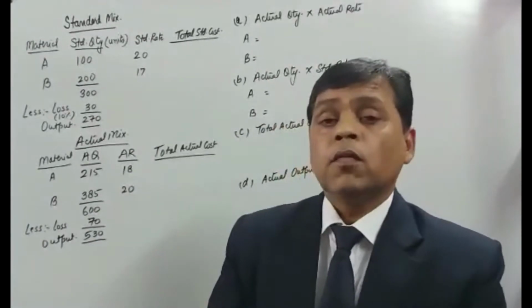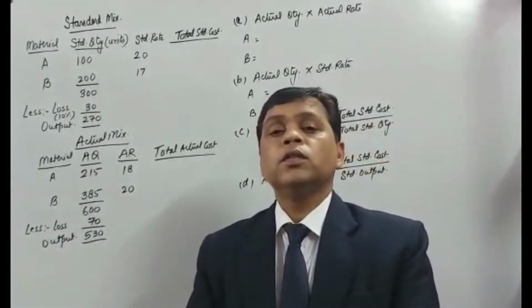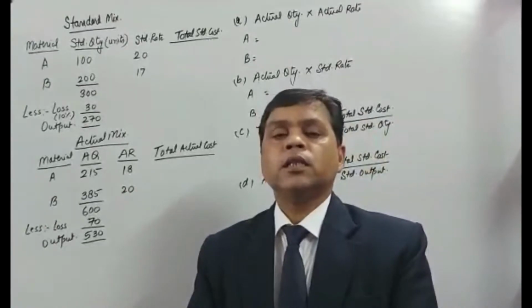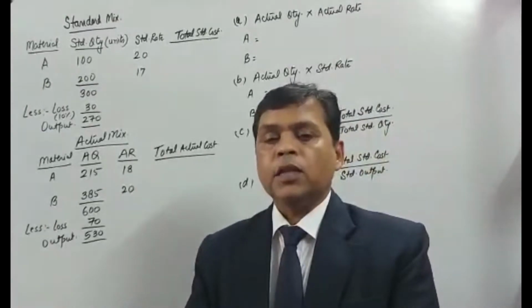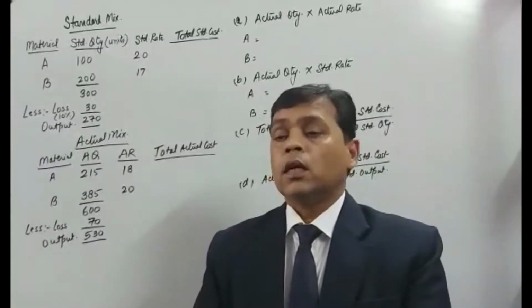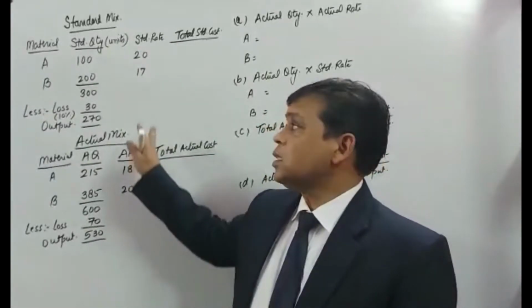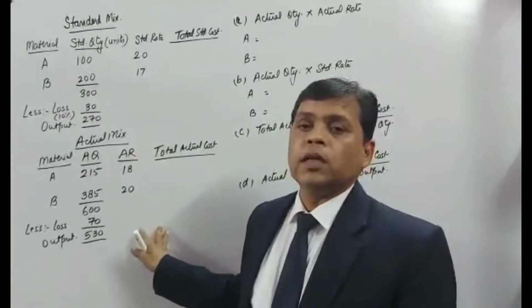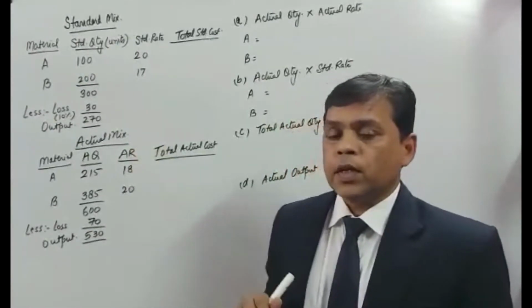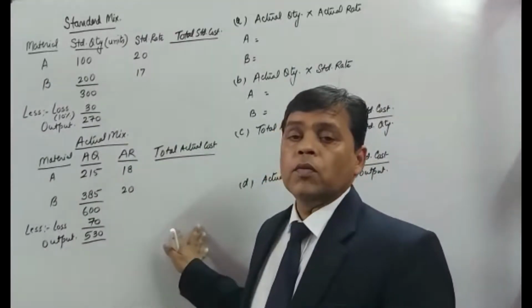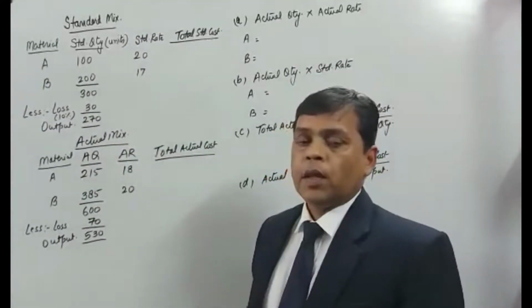In this method, we are not going to calculate the revised standard quantity, as we do in the direct method. Our method is the most simple method. We take the figures as they are given in the question. For example, today we are going to study the material variances.